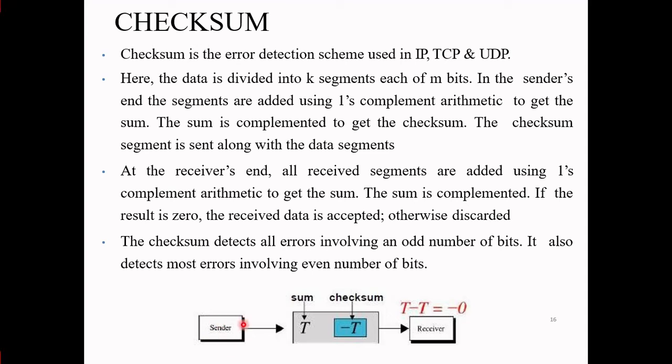For this, we will get this diagram. Here we have a sender, here we have a receiver. Now we get the sum, if our answer of sum is t, we have to take its complement, which is minus t, and t minus t is equal to minus 0. Then at the receiver, if we get 0, then it is the correct data.